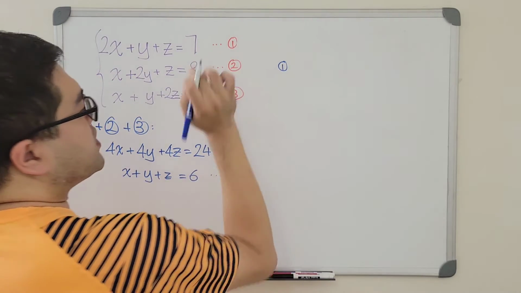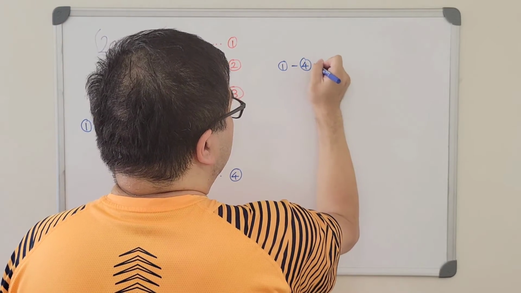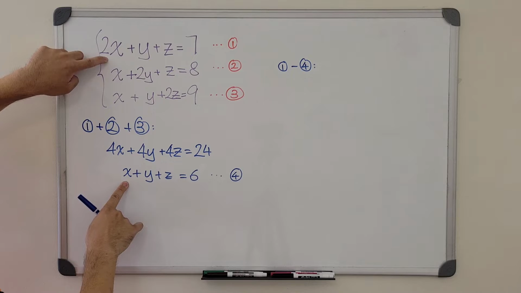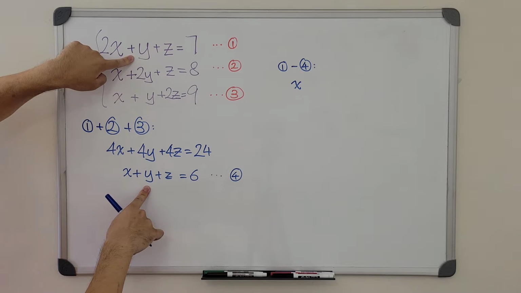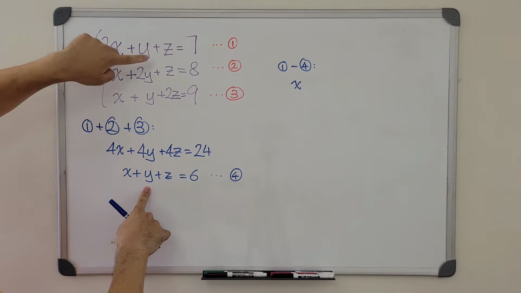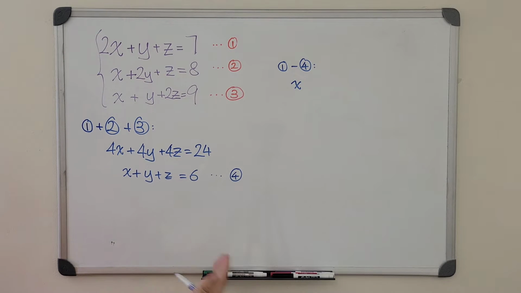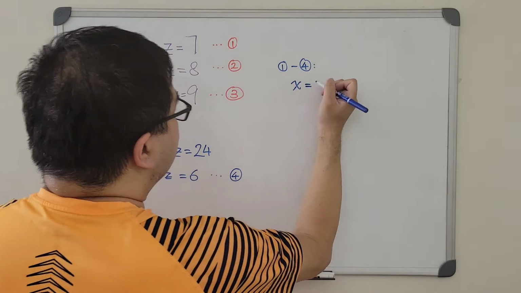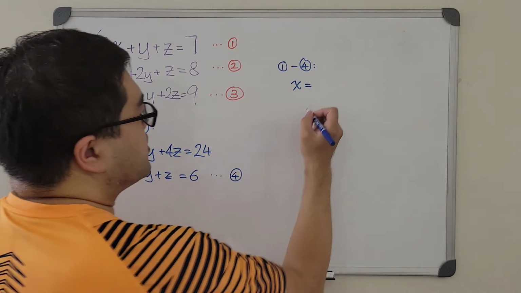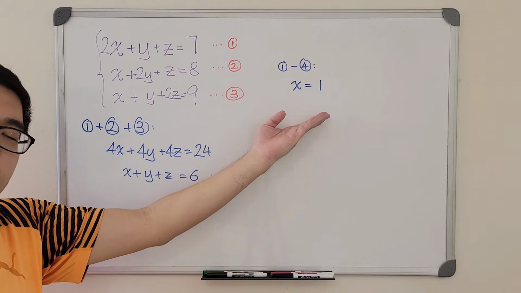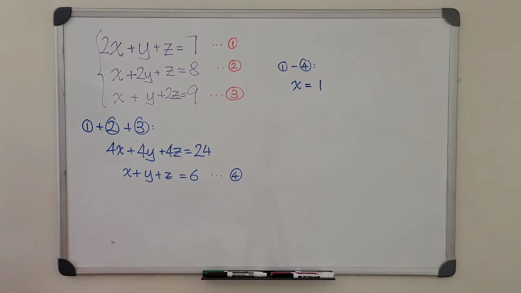We're going to take the first equation and subtract the fourth equation that we just got. That gives us 2x minus x, leaving only 1 copy of x. Now y subtracts with y and they cancel out. Similarly for the z's, we have no copies left. On the right-hand side, we have 7 minus 6, giving us 1. Ta-da! We get the solution for x already with only 2 steps.